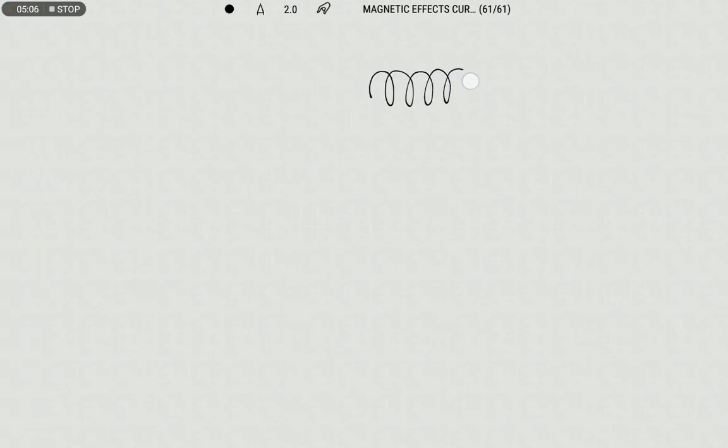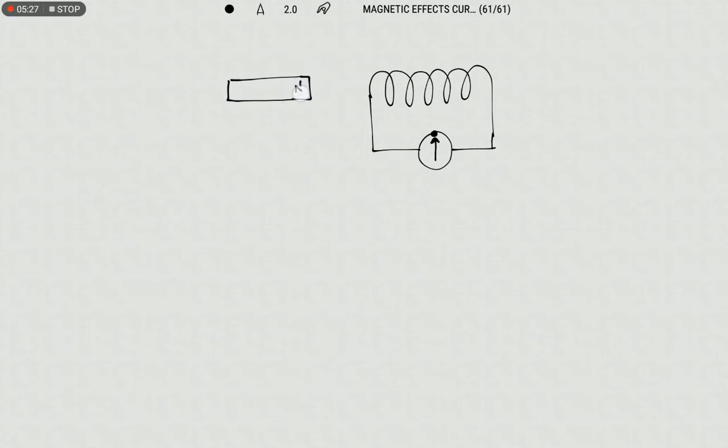When there is no flow of current in the coil, the galvanometer will be at the 0 point. It is exactly in the middle. Now I am placing the bar magnet nearby it.